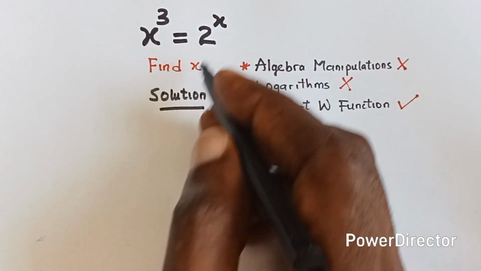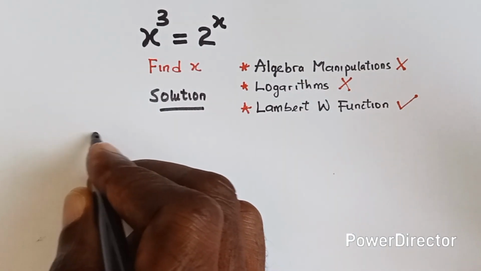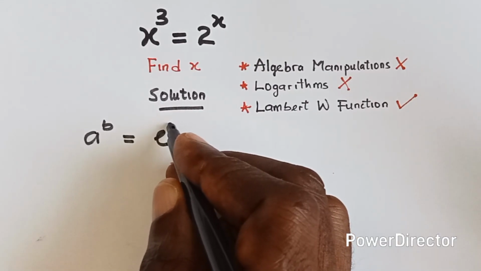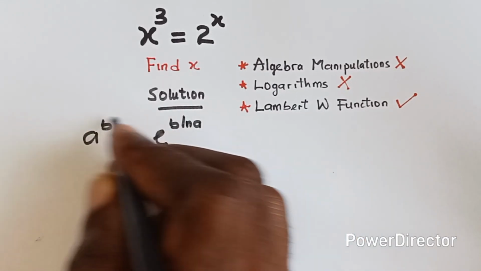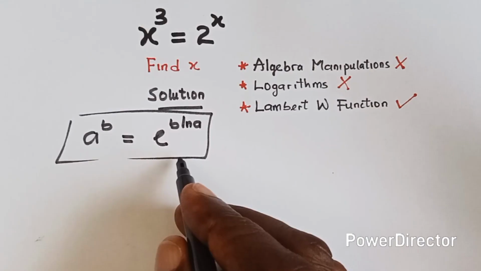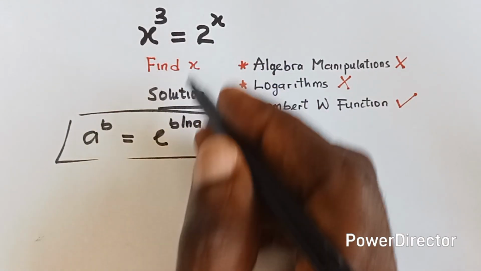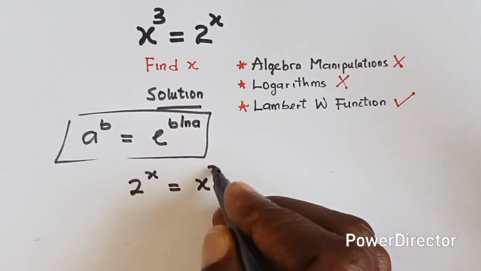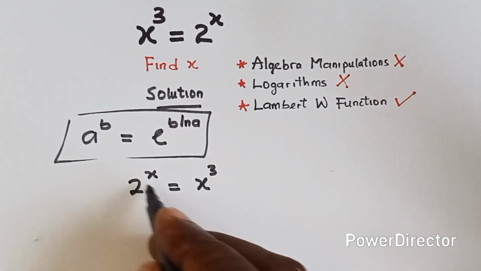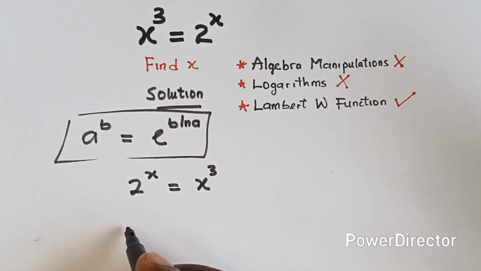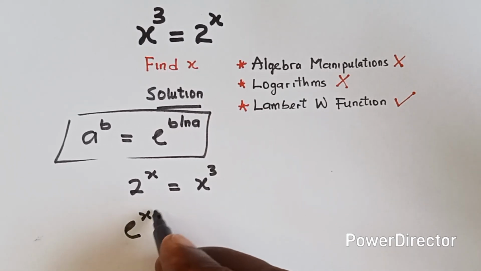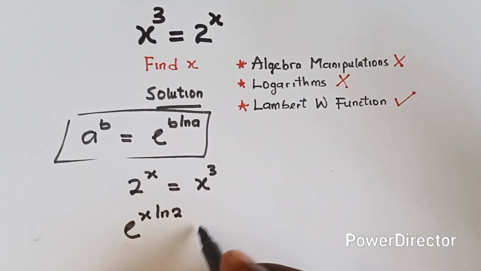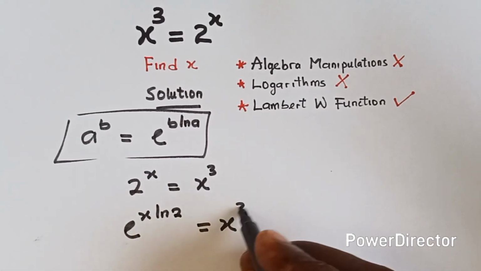All right, so we are going to use this identity that says if we have a raised to power b, it gives you exponential raised to power b ln a. This is the identity we are going to use for this side. And that means when we have 2 raised to power x equals x raised to power 3, another way to write this is e raised to power x ln 2. We use this identity to have this, everything equals to x raised to power 3.